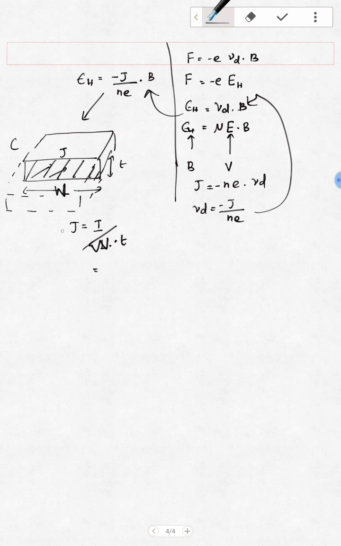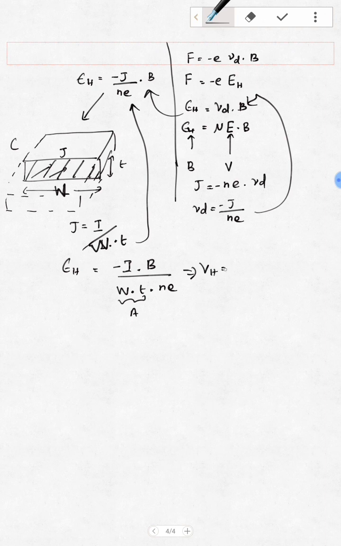So I will substitute this current density relation into the Hall field. So E_H I can write as minus I times the magnetic field divided by W times T. This is nothing but area times n times e. So some problems will give the dimensions and ask you to find the Hall field. Once I know the Hall field, if they ask what is the Hall voltage, it is nothing but the voltage you are measuring across this conductor.